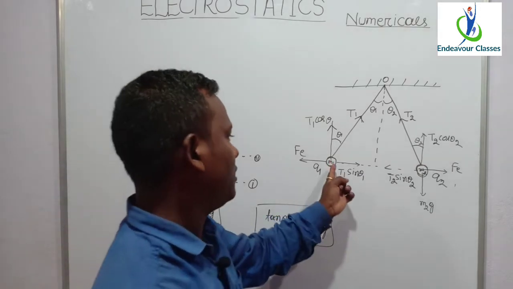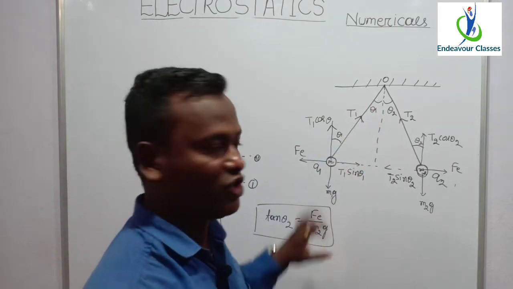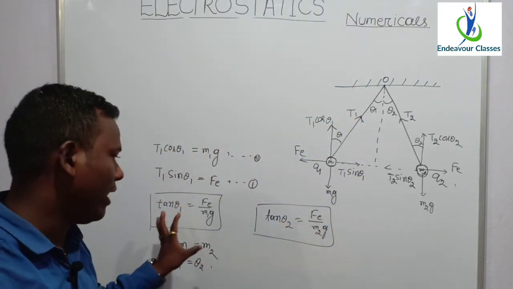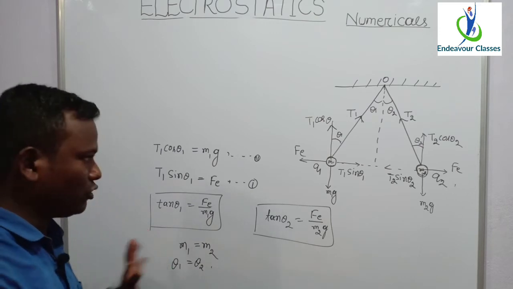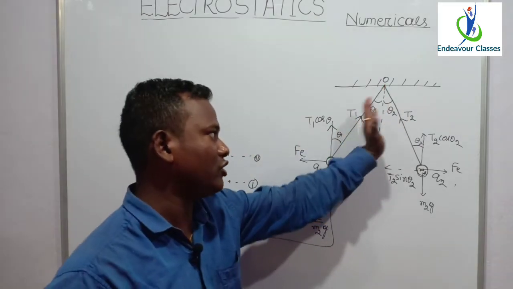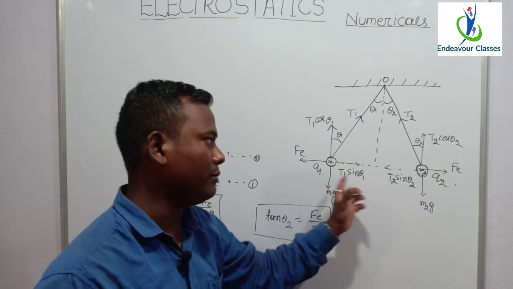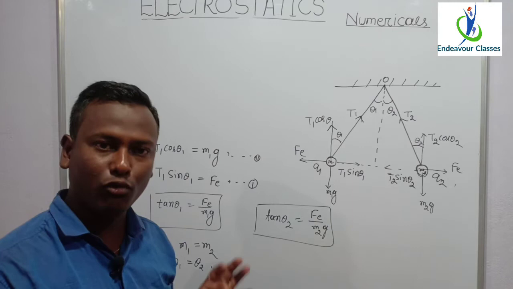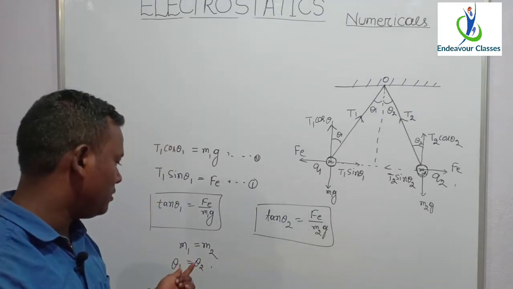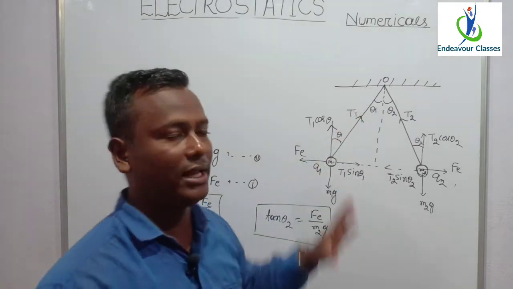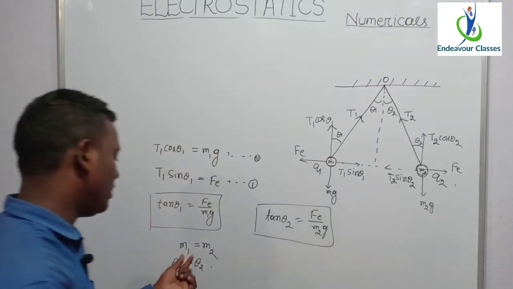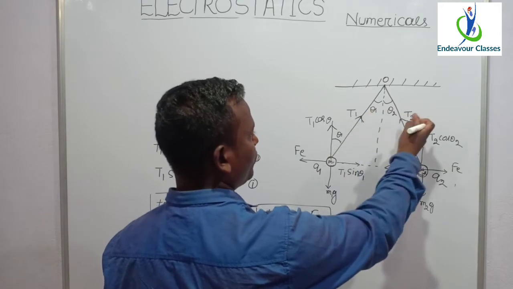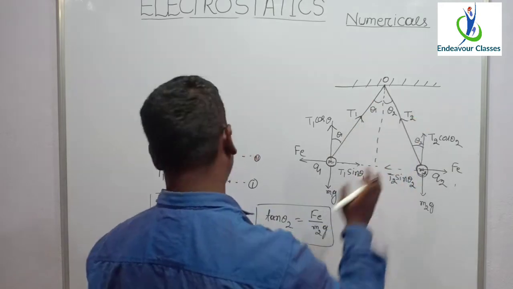So the angle made by the strings with the vertical will depend upon the masses of the charges. It is quite obvious from this formula. If both the charges have equal mass, then the angles made with the vertical will also be equal. So if m1 is equal to m2, then θ1 will be equal to θ2, and both strings will make equal angles with the vertical.